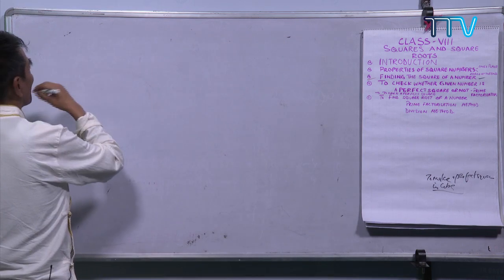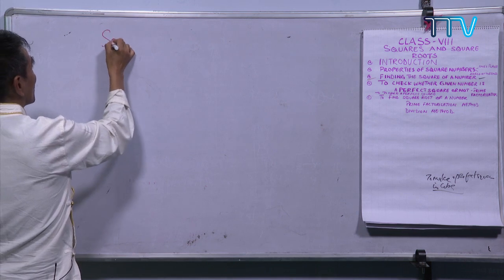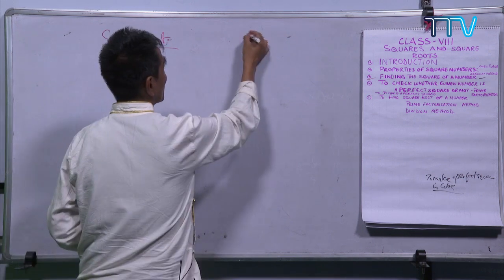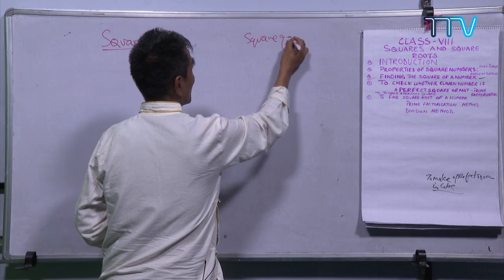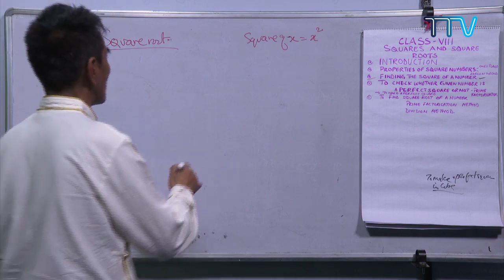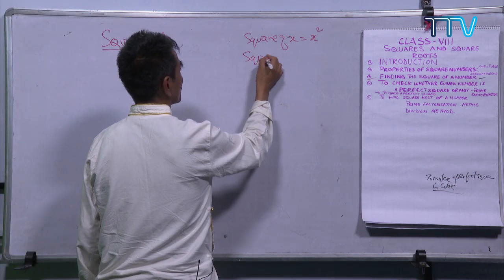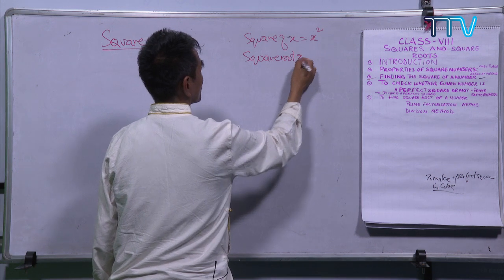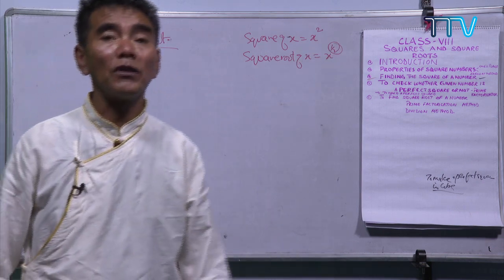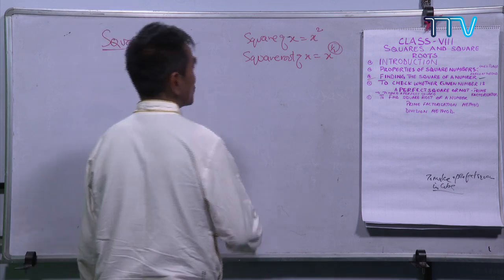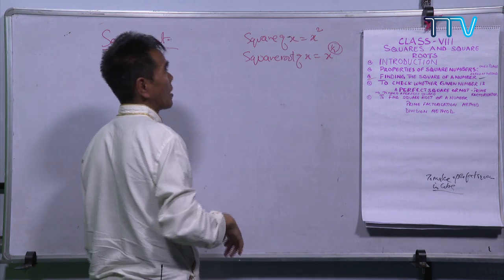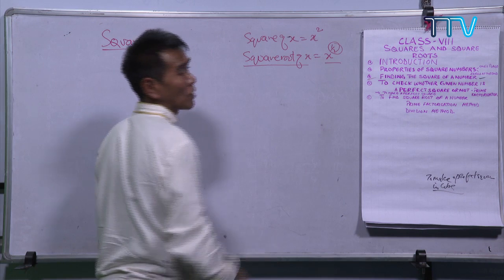Square root. Square of x: x to the power 2. Square root of x: x raised to power half. The denominator 2 gives the square root. The denominator 3, cube of x to the power 3, gives the cube root.